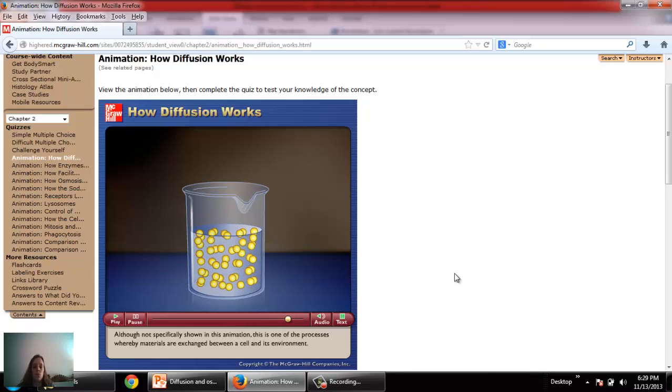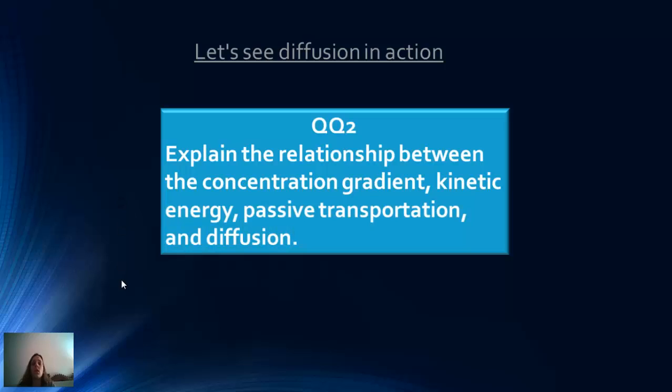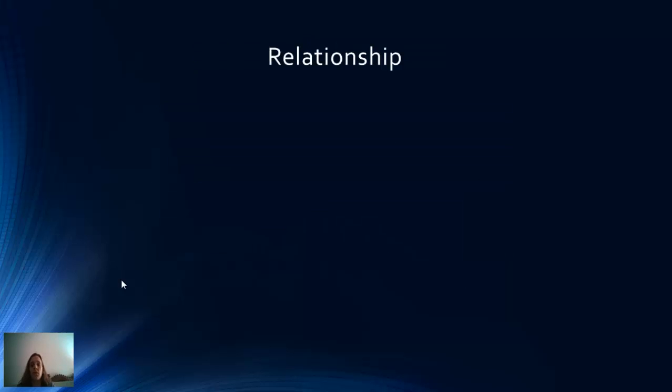Although not specifically shown in this animation, this is one of the processes whereby materials are exchanged between a cell and its environment. So your second quick question: can you explain the relationship between the concentration gradient, kinetic energy, passive transport, and diffusion? Take a moment, pause this video, look back through your notes, and see if you can answer this question. Let's talk about the relationship.